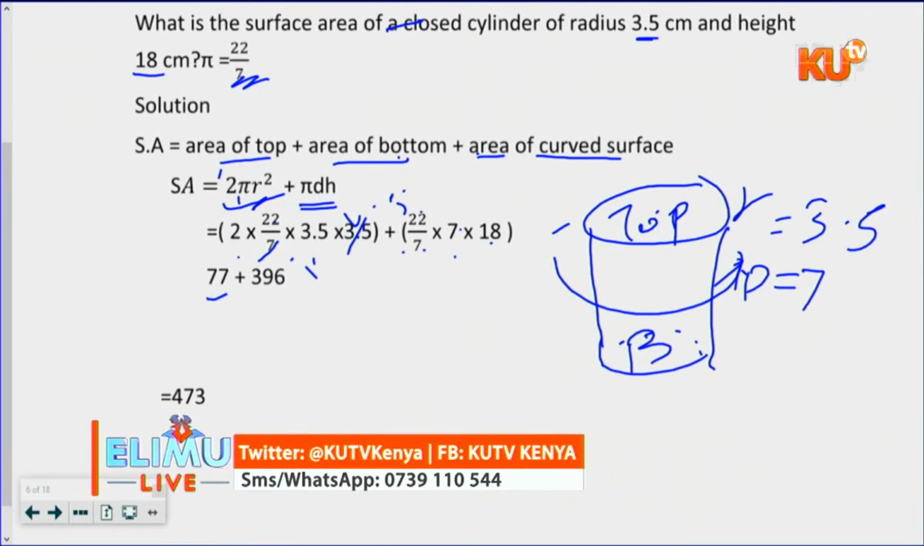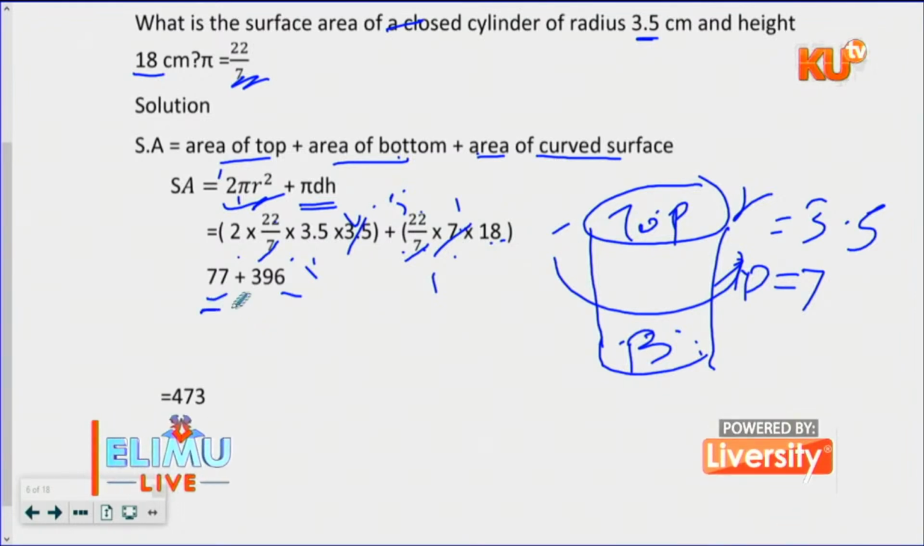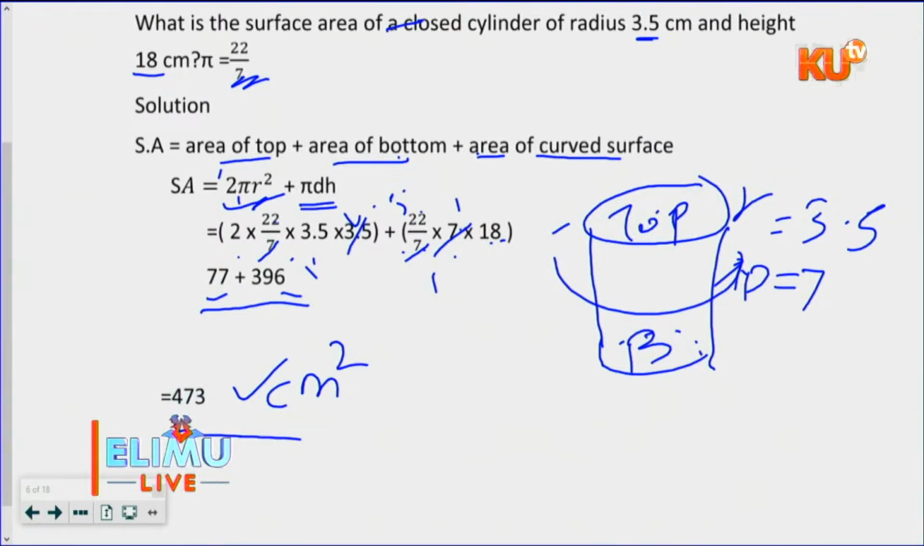Then here we come to the pi d h, 7 here 1, 7 here 1. 22 times 18 will give us 396. So we put them together as indicated here. We get our answer here as 473 square centimeters. That is always our unit, square centimeters.